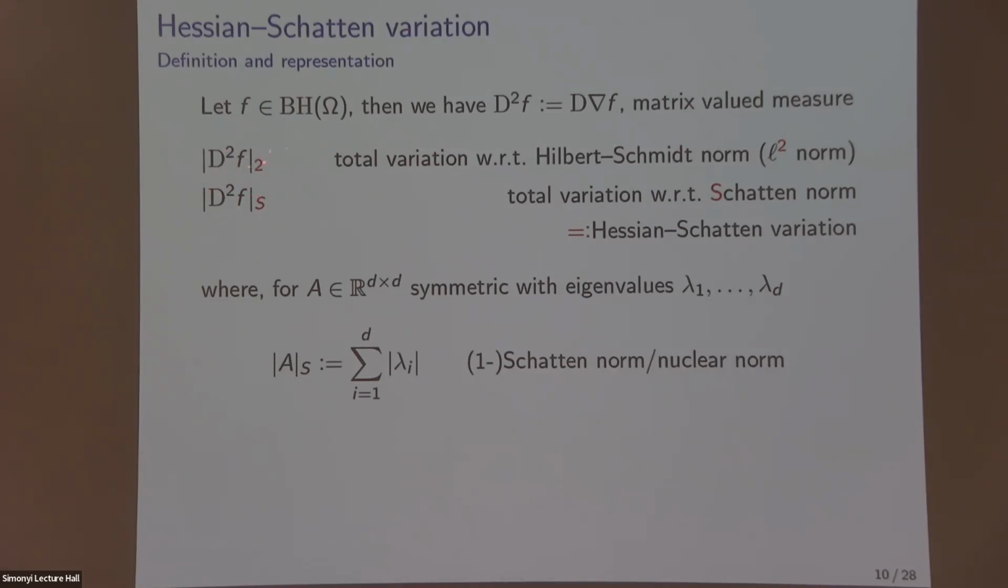But we won't take this norm, and later on I'll give you an example of why it's not a good idea. And so I'm going to take the total variation with respect to the Schatten norm. The Schatten norm of a matrix, let me state it only for symmetric matrices because it's a bit easier. So take a symmetric matrix, take its eigenvalues and sum their moduli. This will result in the total variation computed with respect to the Schatten norm. And this is the Hessian-Schatten total variation.